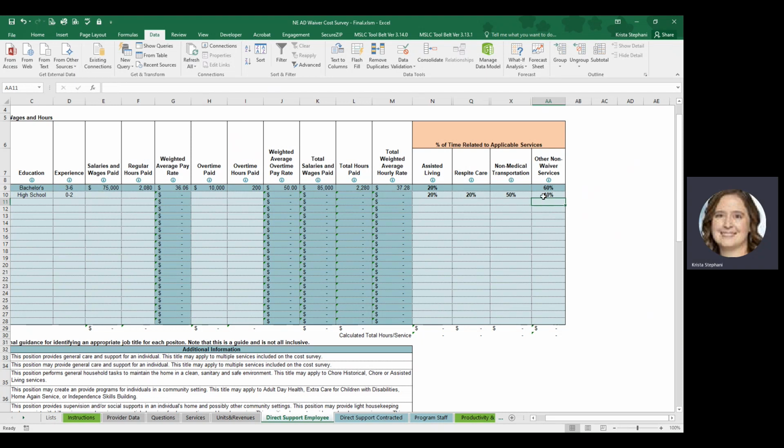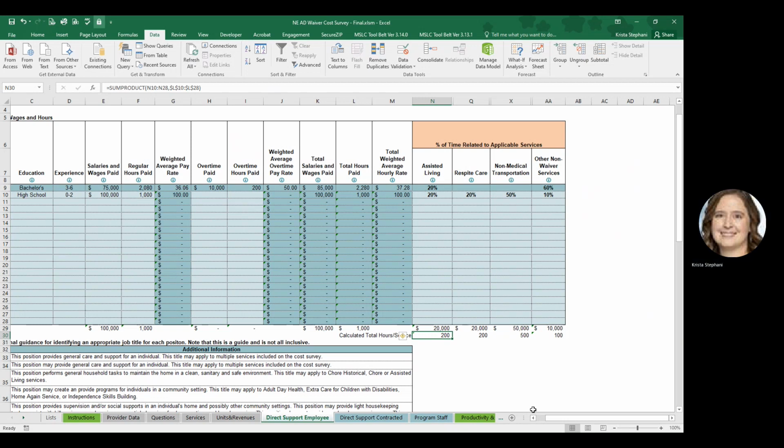Once I enter an appropriate amount for other non-waiver services, then what will happen is you will see that the total wages will allocate to each service based on the percentages entered and will also calculate a total hours per service. This is important because we will use this to allocate program-related staff wages and expenses later on in the cost survey.